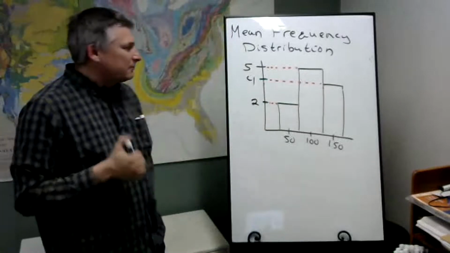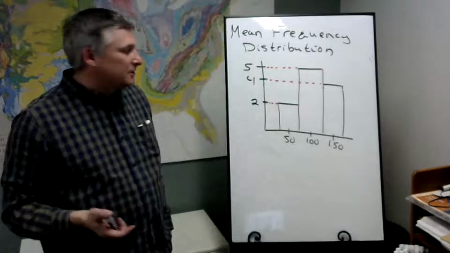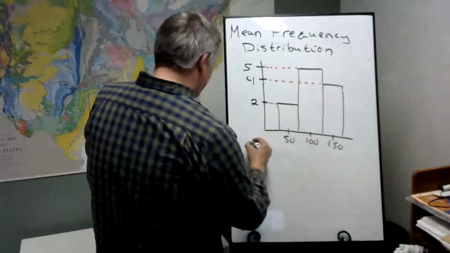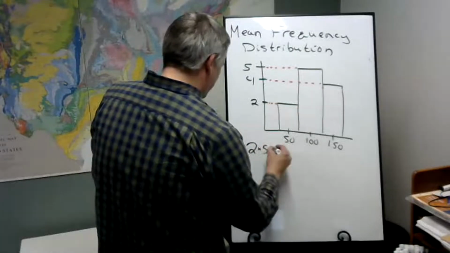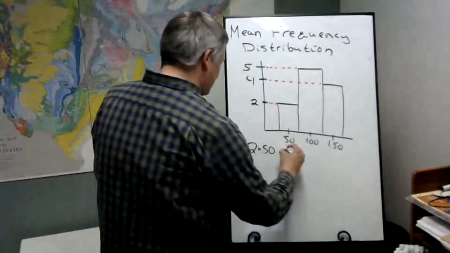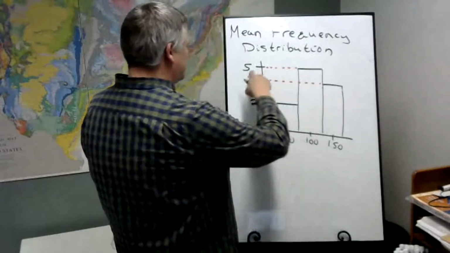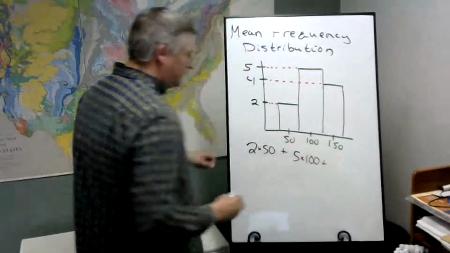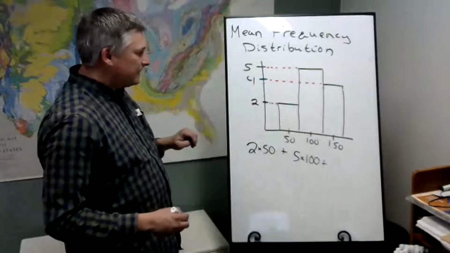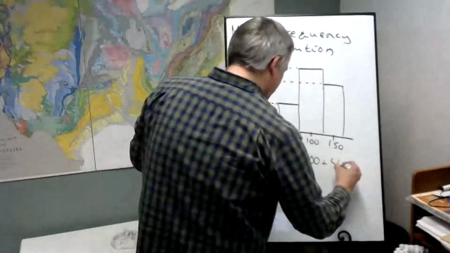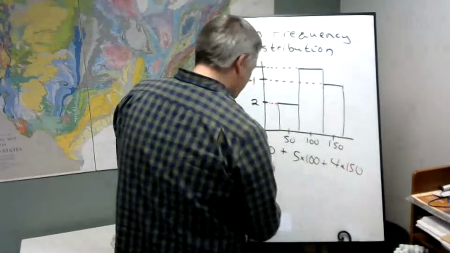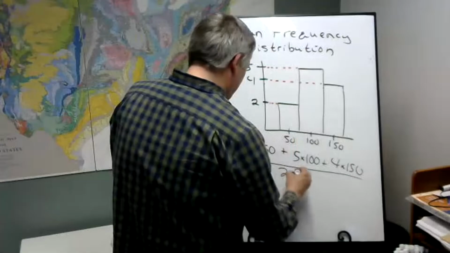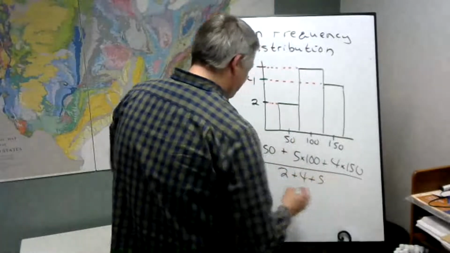So to come up with the mean for the frequency distribution, we take the class center. So this is the first class, a frequency of 2 times the center of 50. For the next class, a frequency of 5 times the center of 100. And then for this last one, we've got a frequency of 4 times 150. And we divide by the sum of frequencies, 2 plus 4 plus 5.